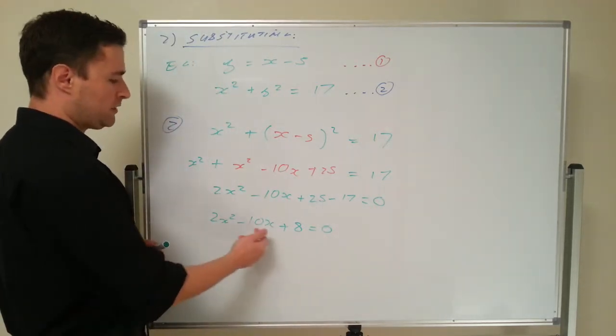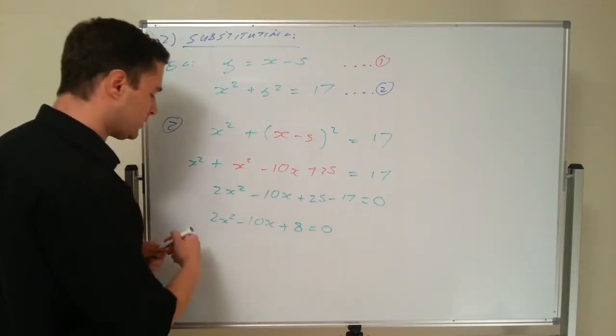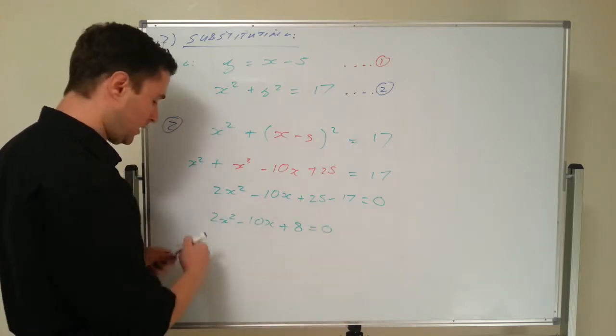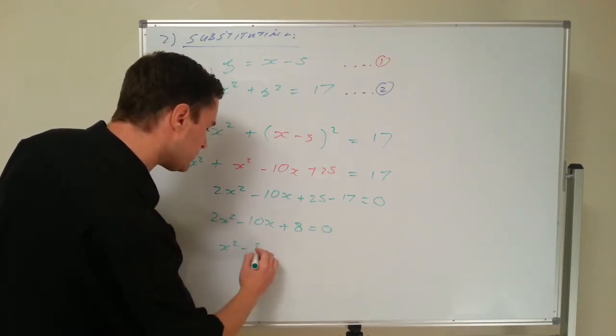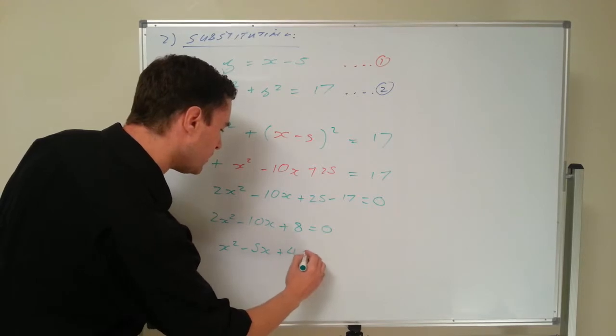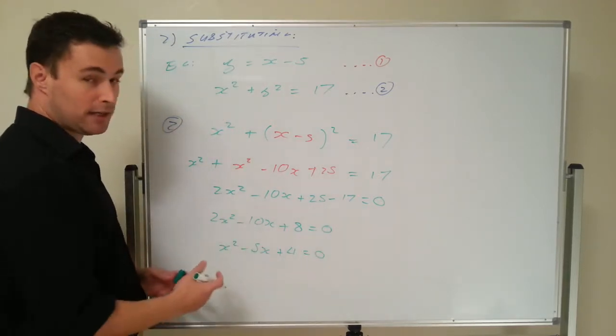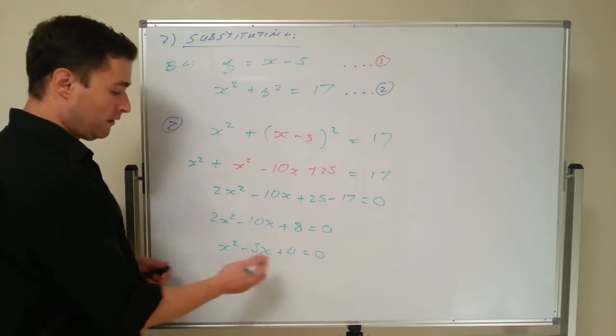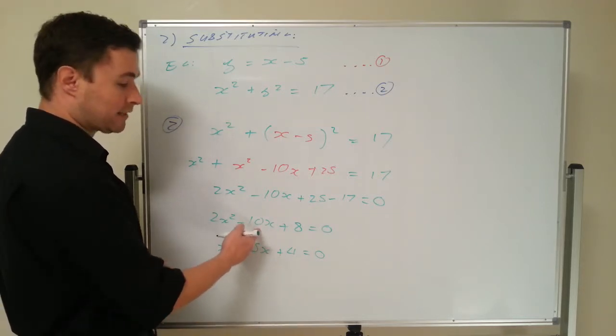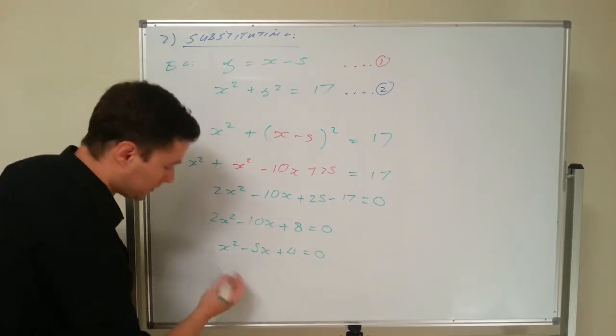Oh, look, 2, 10, 8, all even. Let's take out a common factor. Divide everything by 2, okay? X squared minus 5x plus 4 equals 0. 0 divided by 2. I just divided the whole thing by 2 to get rid of that leading factor, okay? Fantastic. This is much easier to factorize than that, okay? That's the reason why I did it.